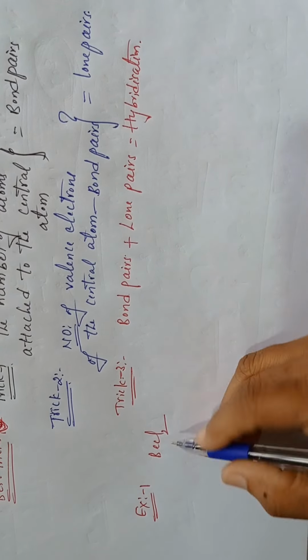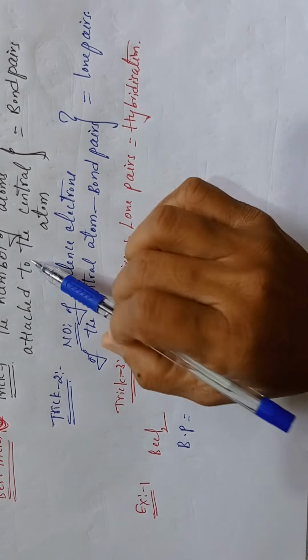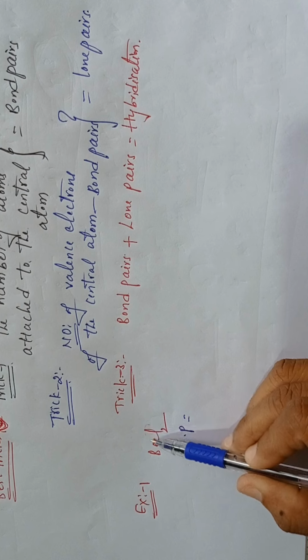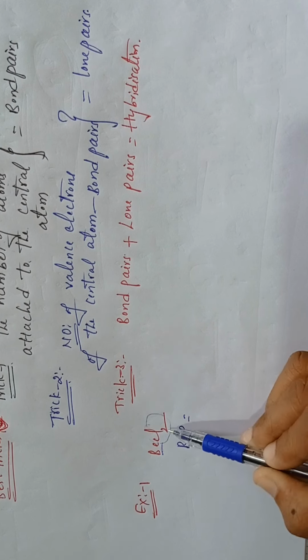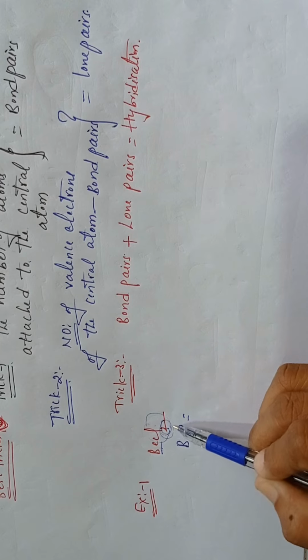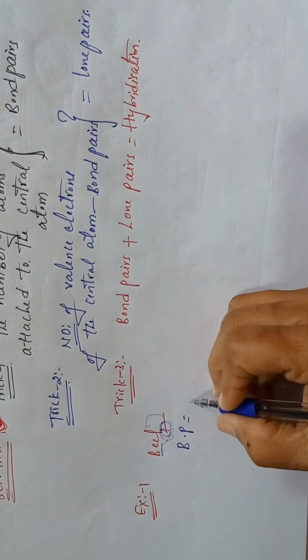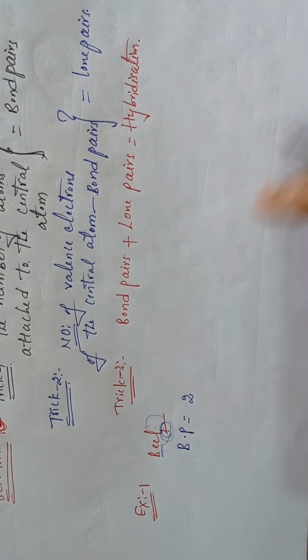What is the bond pair? How to find it, students? Bond pair is the number of atoms attached to the central atom. How many atoms are attached to the central atom? Two chlorines are attached. This number indicates the bond pair. So you can take that number as it is, students. Bond pair is equal to 2.